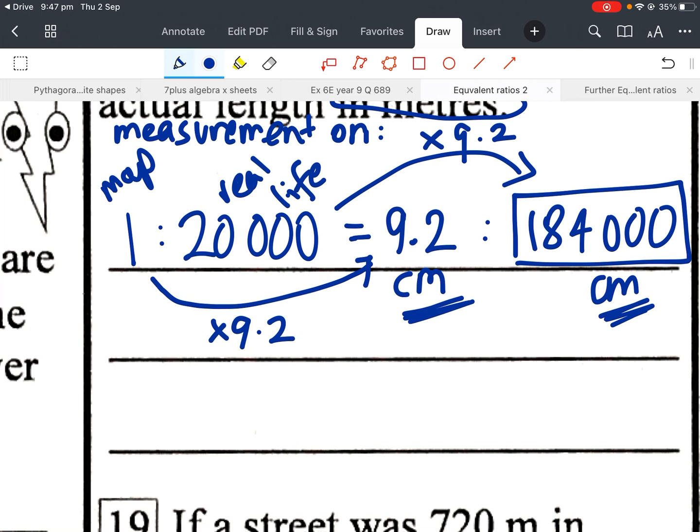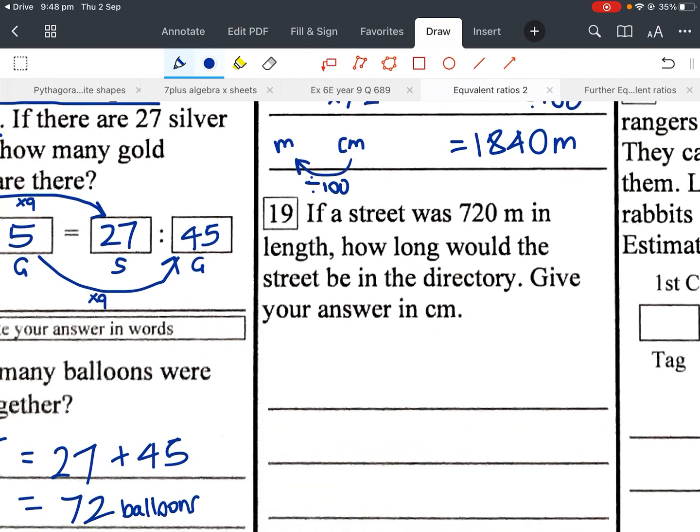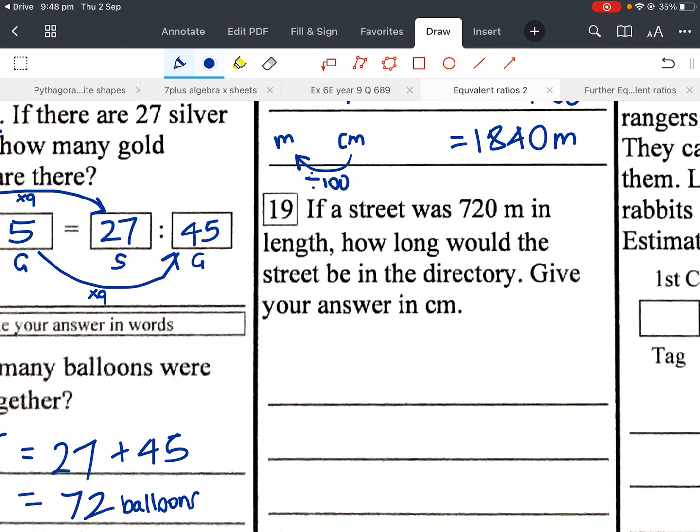184,000 centimeters, to meters. Do you remember how many centimeters are in a meter? If you remember a good old jumpy diagram, centimeters are here and meters are here. There's 100 centimeters in a meter, isn't there? And in a jumpy diagram, when we're going from a smaller unit to a bigger unit, we divide. So you now have to divide by 100, which is the same as taking 2 zeros off the end, and your answer is 1,840 meters.